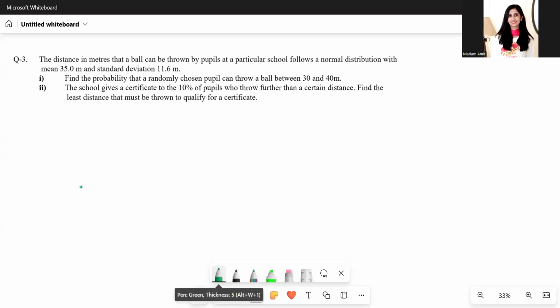The distance in meters that a ball can be thrown by pupils at a particular school follows a normal distribution with mean 35.0 and standard deviation 11.6. Part 1. Find the probability that a randomly chosen pupil can throw a ball between 30 to 50.